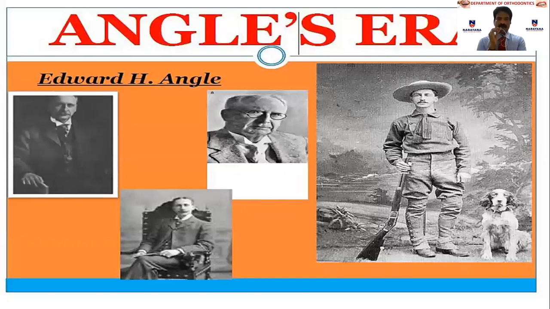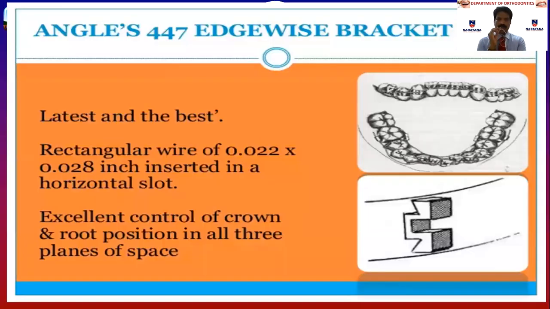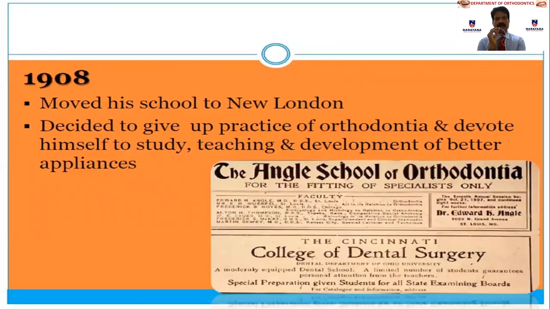Angle's first contribution is the edgewise bracket. He has given the edgewise bracket, which fits the rectangular wire, the rectangular slot. You just remember the edgewise bracket; that is more than enough at the undergraduate level.